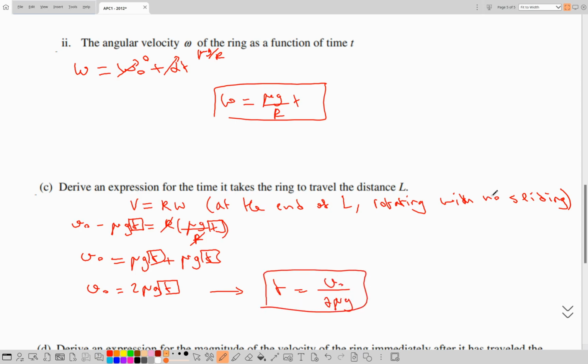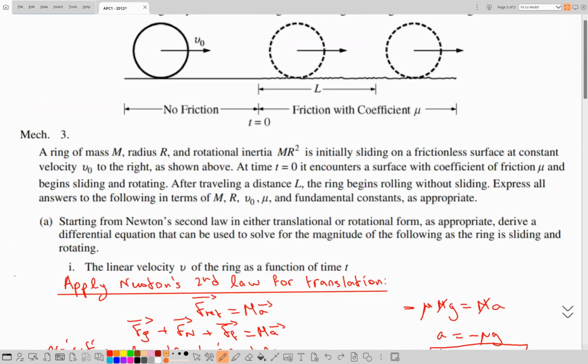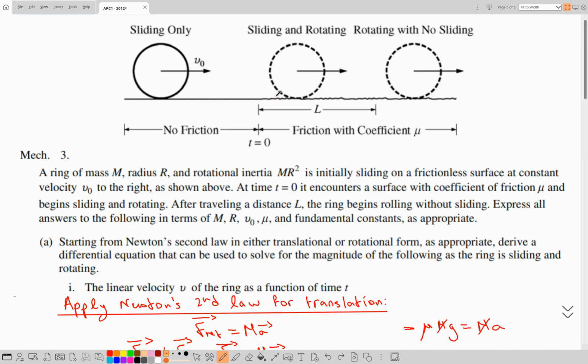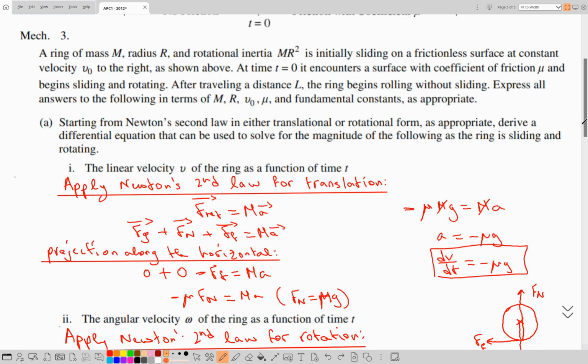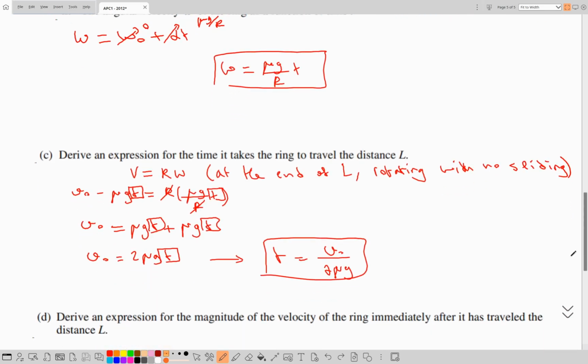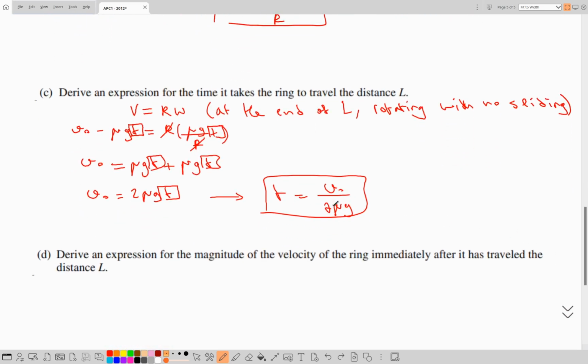So what does this time represent? This time represents the duration for which the ring will roll from this initial point to this final point. As you can notice, it only depends on V0 and mu.